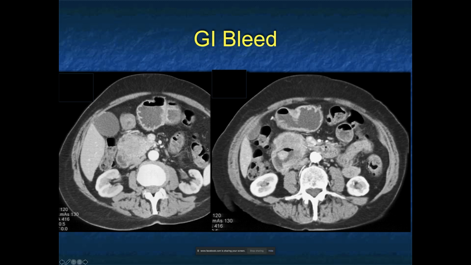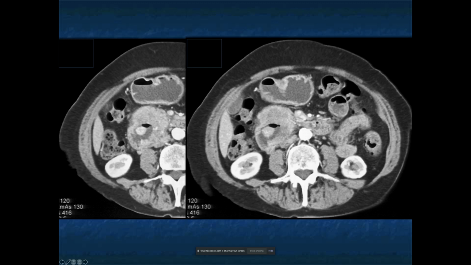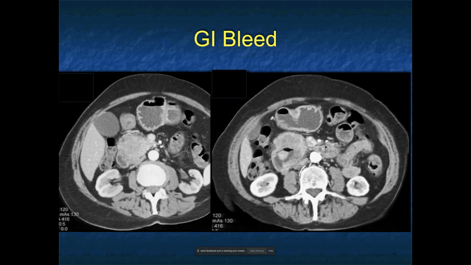At first glance, you think there's a pancreatic mass, but to be fair, I'm not showing you all of the images, but I'll tell you the pancreas is okay. So when you look at something that looks like pancreas, but it's not, then you're thinking duodenum. And here you see high density, which is active bleeding within the lumen of a mass in the duodenum.